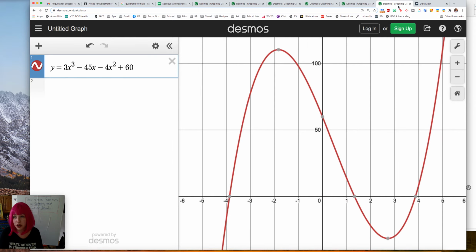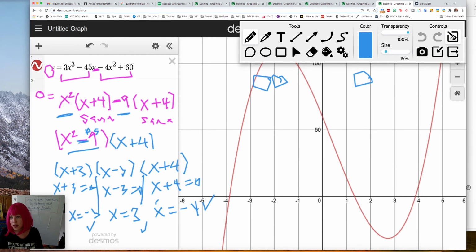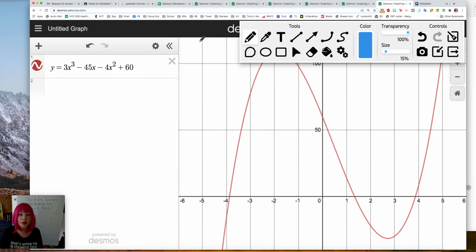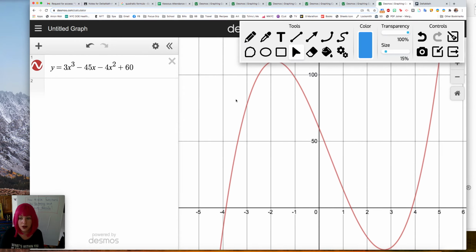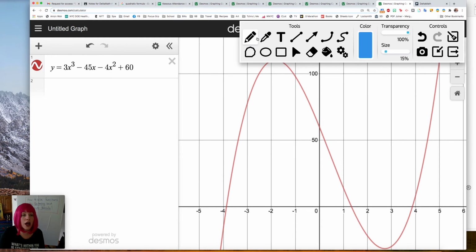The last one we're going to look at before we go over one other thing is going to be this example here, okay? And in this example here, I'm just going to slide that down a little bit so we can see it better. We have to do the factor by grouping again. So I replace y with 0. I'm going to underline my groups, okay?